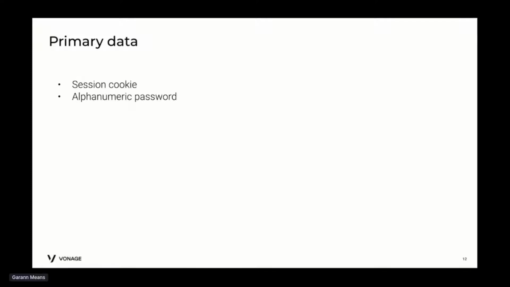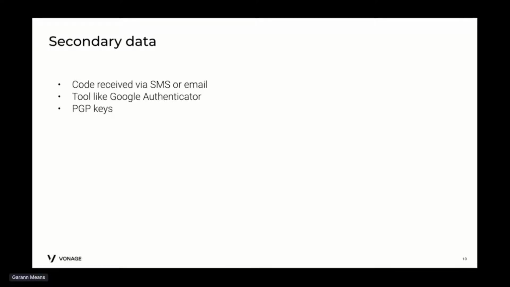So your primary data might be something like a session cookie, or it might be an alphanumeric password. But then your secondary data can be all kinds of things. It could be a code that you receive maybe via SMS or maybe via email. You can use something like Google Authenticator, which gives you a specific key that is time sensitive. And you can use a PGP key, which is not time sensitive and is a much more robust type of way of authenticating yourself and creating a secure handshake between 2 parties.